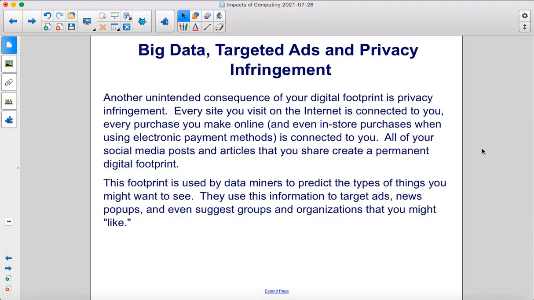Another unintended consequence of your digital footprint is privacy infringement. Every site you visit on the internet is connected to you. Every purchase you make online, and even in-store purchases when using electronic payment methods, is connected to you. All of your social media posts and articles that you share create a permanent digital footprint. This footprint is used by data miners to predict the types of things you might want to see. They use this information to target ads, news pop-ups, or even suggest groups and organizations that you might like.